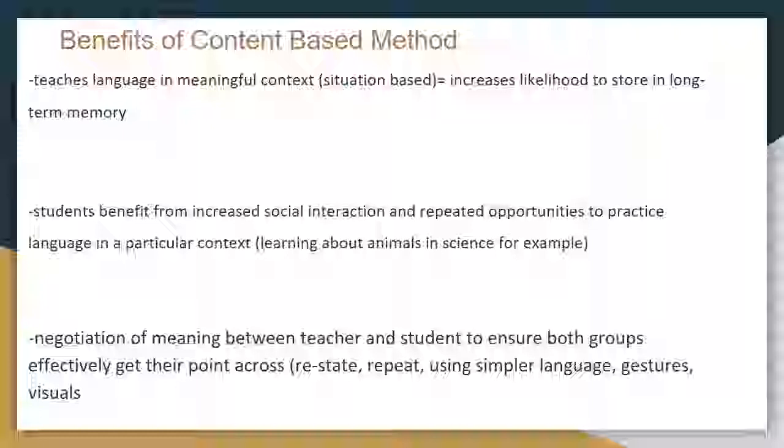In addition, students using the content-based method benefit from having the opportunity to regularly interact socially and academically with their peers. That's a key component of this method. And in general, students are required to interact with their peers in particular contexts that are academic. So they are given the academic vocabulary so they can hold conversations about the rainforest in science, or about how money works, or how the economy works in social studies.